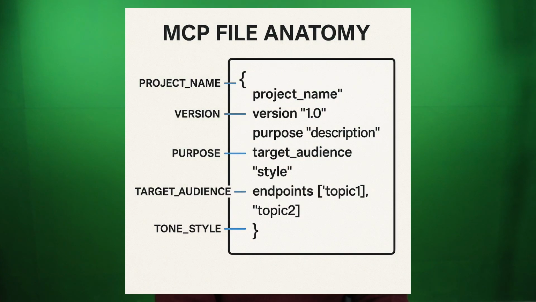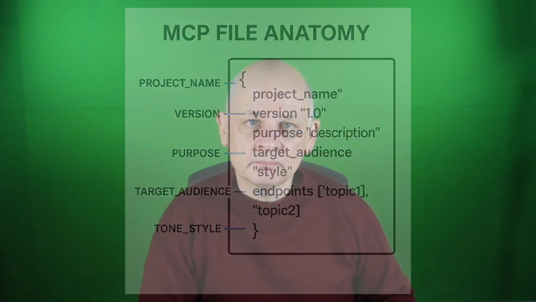Your MCP file might include the name of your project and the version, the purpose of the documentation set, the target audience, the desired tone and writing style, a link to your style guide. If it's an API documentation set, it could be the endpoints or topics you want to include and exclude. This information sets a clear context for the AI system. It helps it write documentation that's on brand, on voice, and in scope.